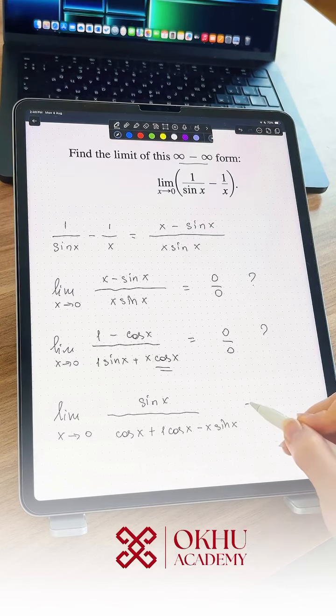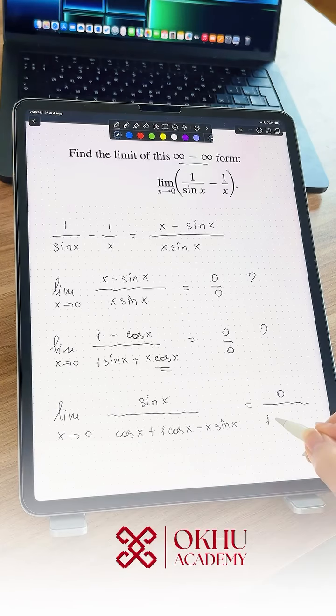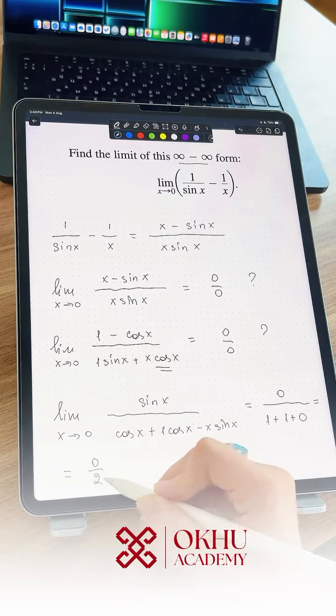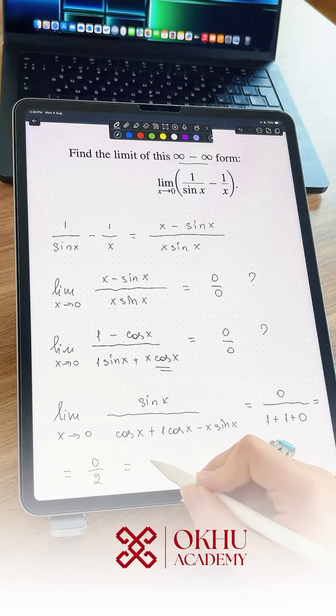Now let's plug the number in. If I plug 0 in the numerator, I will have sine 0, which is going to give us 0. In the denominator, cosine 0 is 1, and here we still have 1. And the third expression is going to give us 0. So as we can see, we are going to have 0 over 2, which is obviously not an indeterminate form, so the result is just 0.